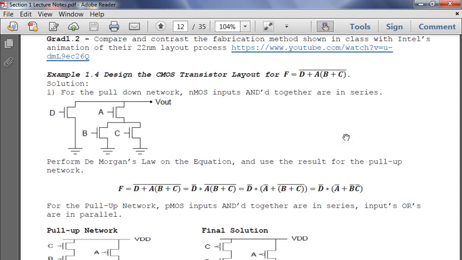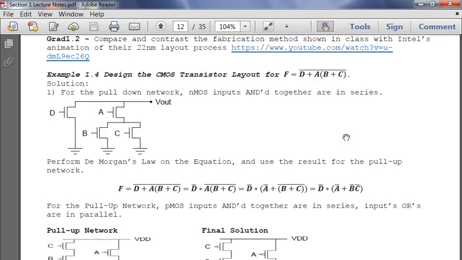Does that make sense? So then the next step is to perform the De Morgan's. So D or (A and (B or C)), that's going to be negated, so not D and not (A and (B or C)). But from there, it's going to become not A or not (B or C), and that becomes not A or (not B and not C). Right? So now we just follow this map to create a pull-up network.